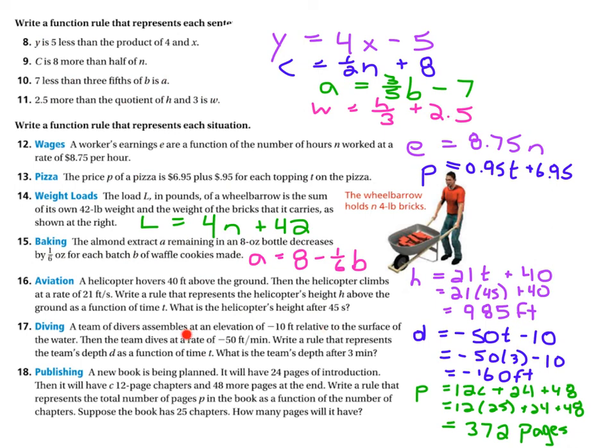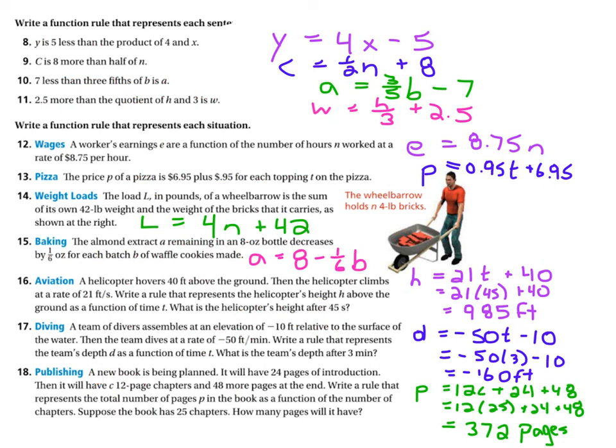For this one, divers are diving at a rate of 50 feet a minute, so negative, since they're going down, times t, the number of minutes, but they already started at 10 feet below the surface of the water, so this is minus 10 at the start, and then take away 50 feet for every minute. They want us to calculate it for 3 minutes, so negative 50 times 3 is negative 150. Take away another 10, because we were already down 10, negative 160 feet below the surface.